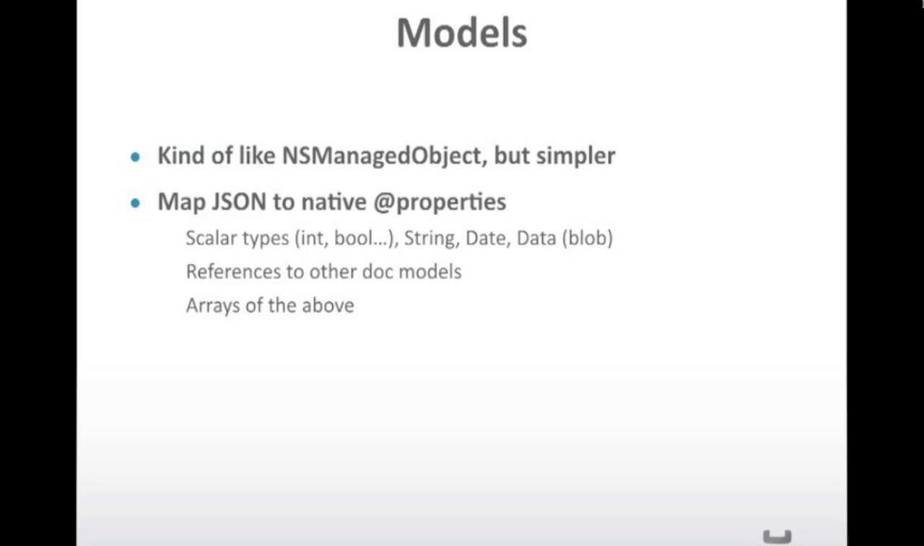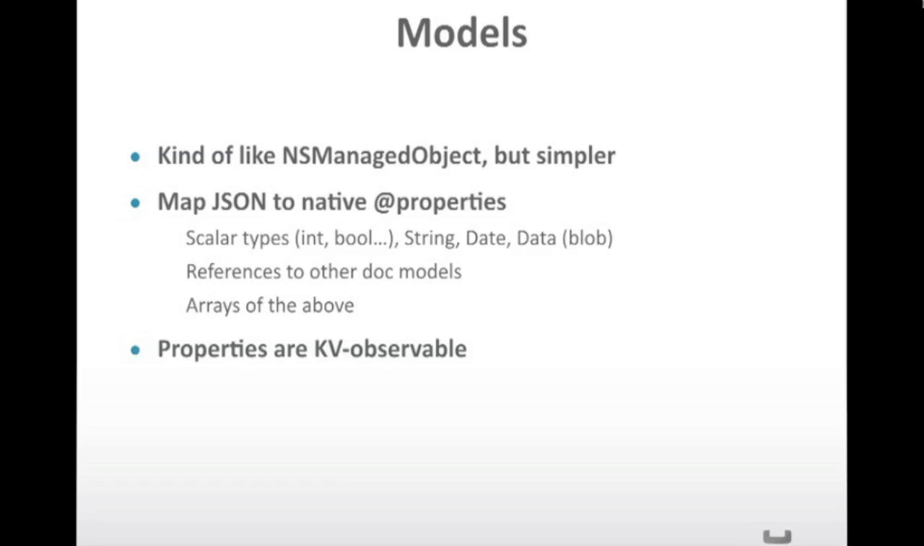You can also have a property that's a reference to another model document. This gets encoded as a string containing the document ID of the other model's document. And you can have arrays of these. So if you want to have a whole array of numbers as part of the document, you can just create a property that's an NSArray and put in a little annotation in your implementation that says that the items in the array are numbers.